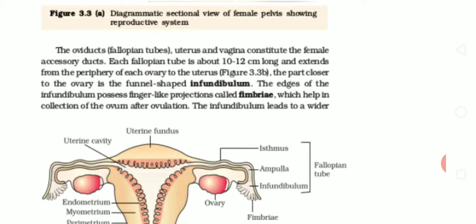The oviduct, uterus and vagina constitute the female accessory duct. Each fallopian tube is about 10 to 12 cm long and extends from the periphery of each ovary to the uterus. The part closer to the ovary is the funnel-shaped infundibulum. The edges of the infundibulum possess finger-like projections called fimbriae, which help in collection of the ovum after ovulation.